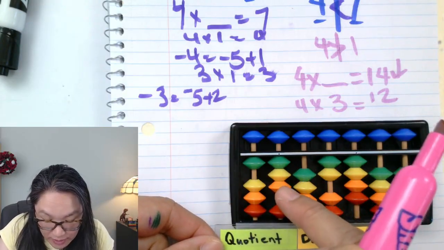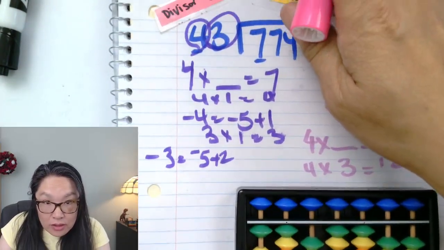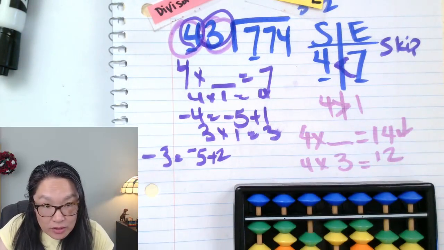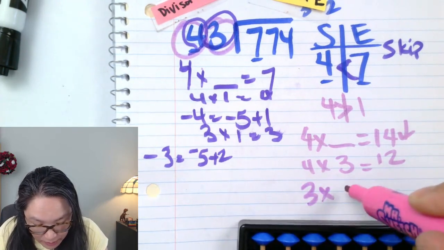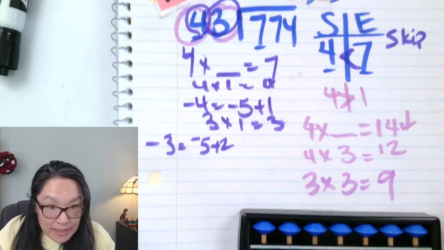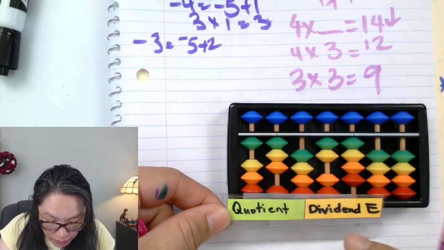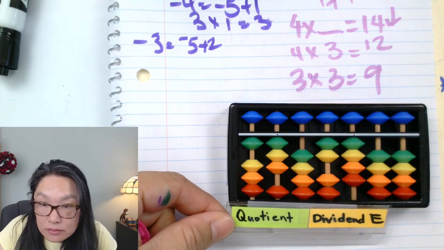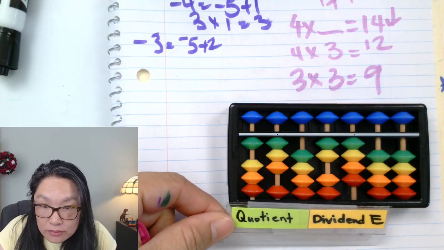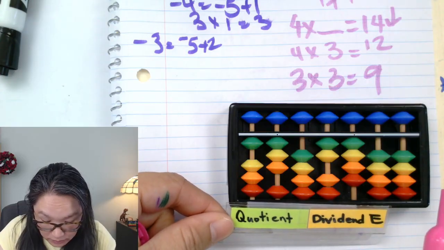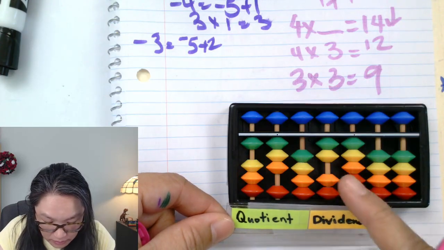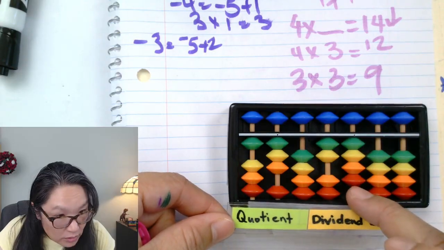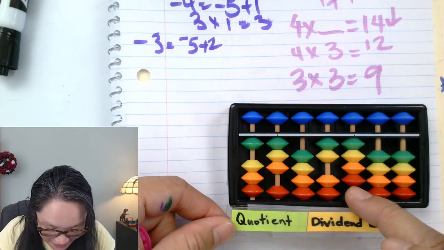Now, whatever I did to the first divisor, I got to do it again to the second divisor. So I have 3 times 3 is equal to 9. 9 is a single digit, so I go back one column and I add the 9. Did I do that wrong? I did do that wrong. I meant 24. I did it wrong. Sorry.